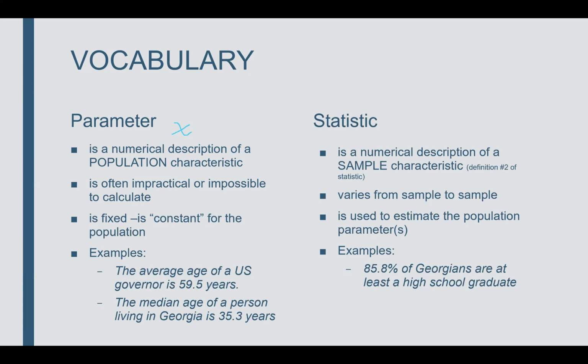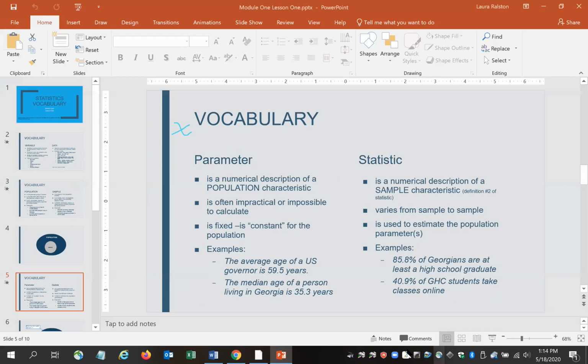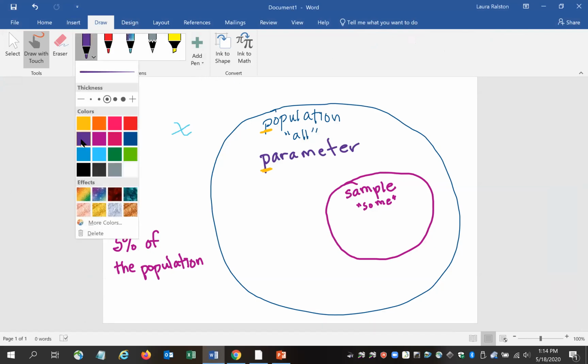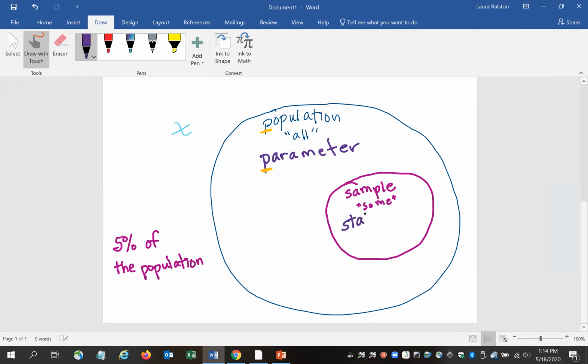85.8% of Georgians are at least a high school graduate, or 40.9% of GHC students take classes online. Those are statistics based on the sample, based on the group of students that I focused on. So if I go back to my picture, again, sample, we call those numerical measurements statistic. So it's a sample statistic.